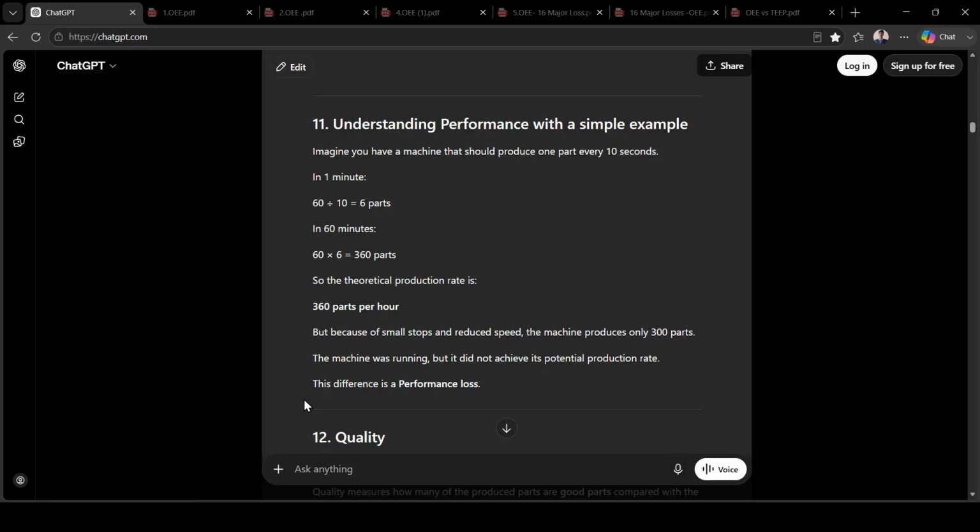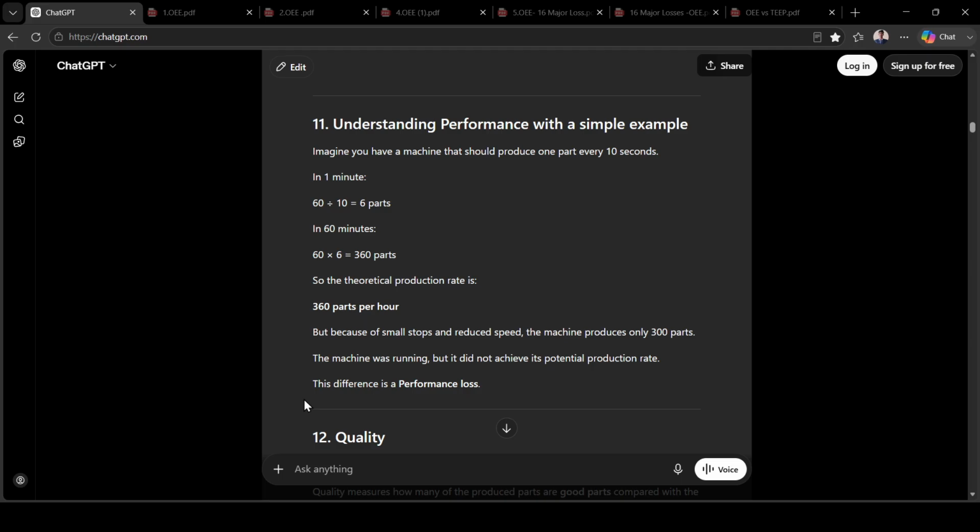So 1 minute equals 60 divided by 10, so 6 parts. In 60 minutes, that equals 60 times 6, so 360 parts. So the theoretical production rate is 360 parts per hour.